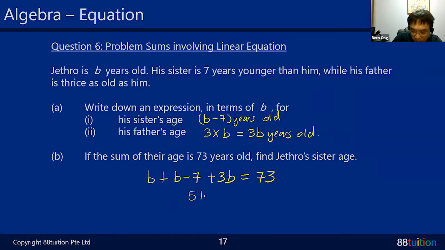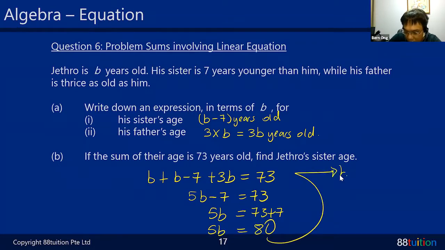So B plus 3B is what? Total got 5B. 5B minus 7 is equal to 73. All right. Minus 7 bring across is what? Plus 7. So 5B is equal to 73 plus 7, which is 80. So you're looking for B, is it? B is equal to what?